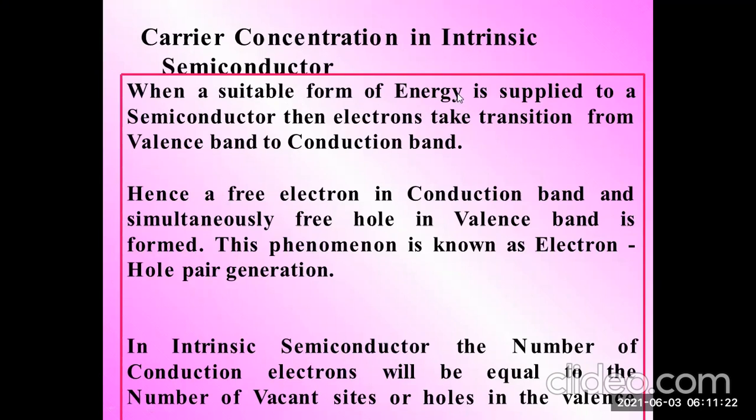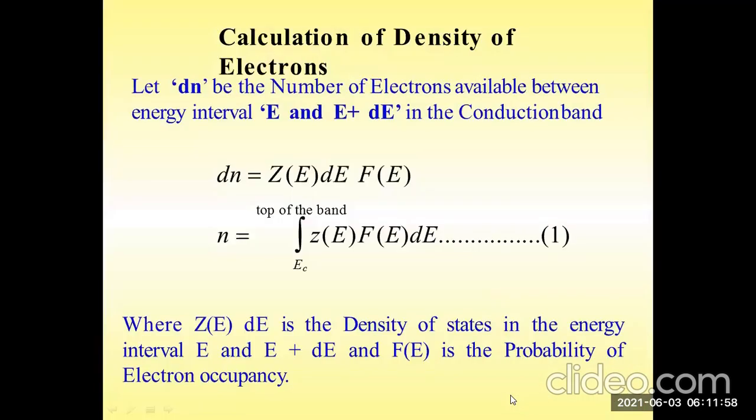When a suitable form of energy is supplied to a semiconductor, the electrons make a transition from the valence band to the conduction band. Just now we have seen this statement with a schematic diagram. The electron moves to the conduction band, so it is free, and the remaining empty space, which is a positive charge in the valence band, is said to be a hole. This is called the phenomenon of electron-hole generation. In the intrinsic semiconductor, the number of conduction electrons will be equal to the number of holes in the valence band. This is an important aspect.